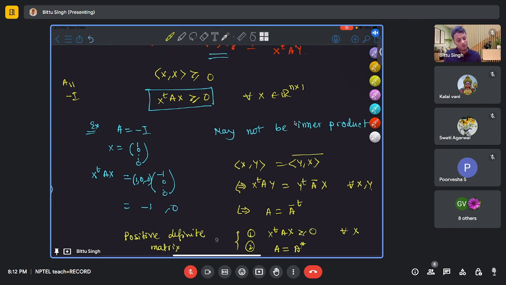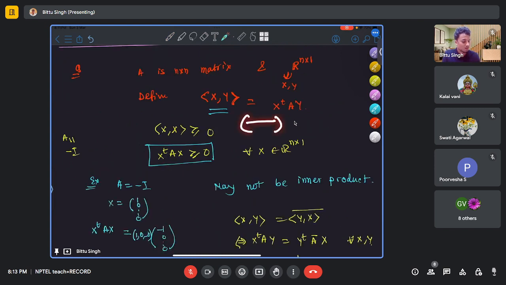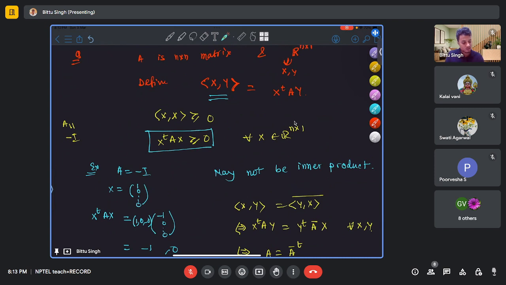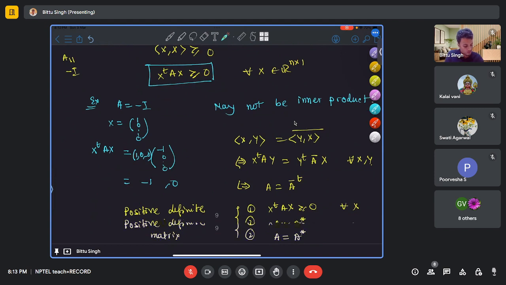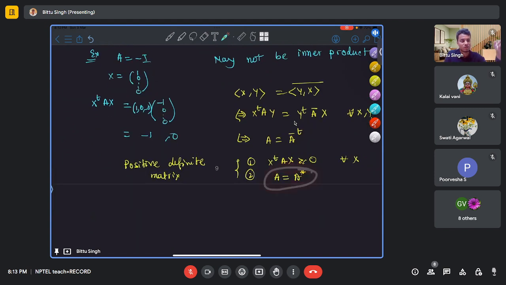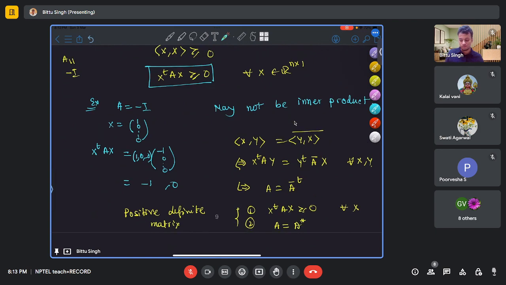For example, if you take A to be the identity, then this is the same as multiplying X transpose with X, where X is X1 up to Xn. This is the standard definition: take the modulus of everything and square it. So you can say that the identity is a positive definite matrix, because the identity satisfies all those properties. X transpose AX is non-negative for any X, and the conjugate transpose of the identity gives the identity itself. For this type of matrix, it will be an inner product.